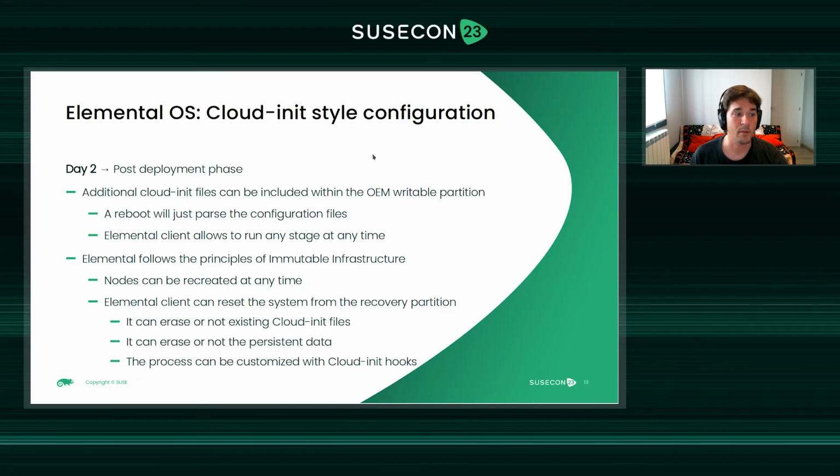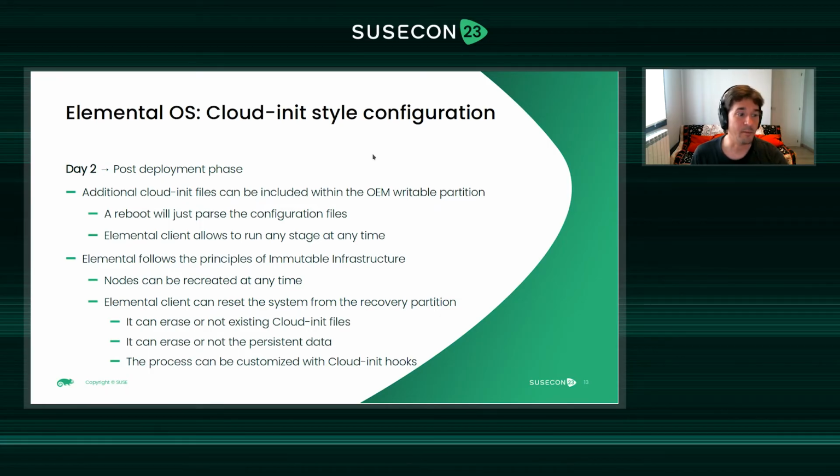However, if rebooting is not an option, the Elemental client allows us to run any cloud-init stage at any time. So, for instance, if we want to include a cloud-init stage to configure the network and we don't want to reboot, we can just include the file into the OEM partition, execute the network stage, and that's going to apply the configuration. And in any follow-up reboot, this is going to be applied too.